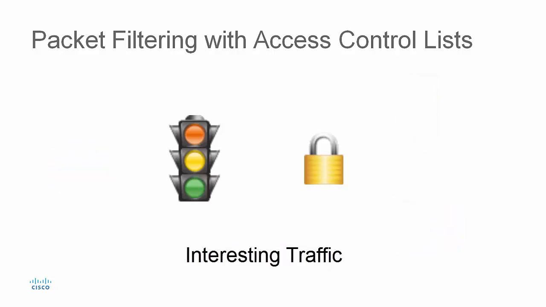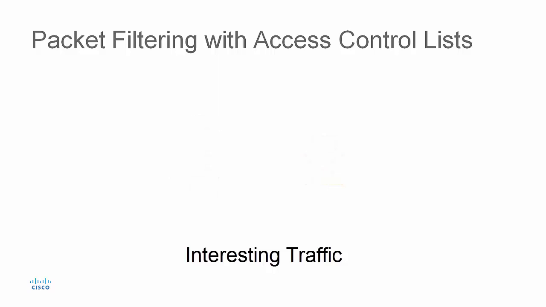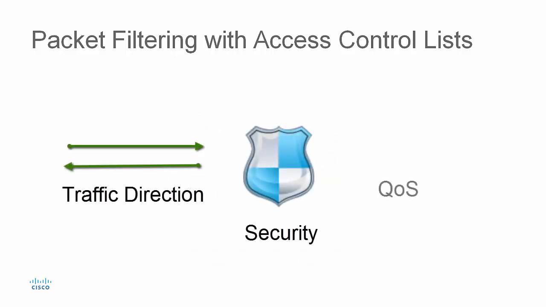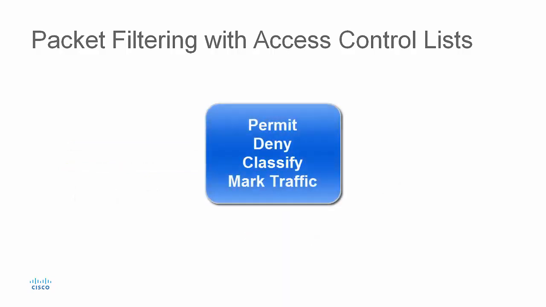ACLs are used to define interesting traffic and can be used for a variety of purposes including security, traffic direction, and QoS. ACLs can be used as a part of the mechanism to permit, deny, classify, and mark traffic to secure, optimize, and protect the network.